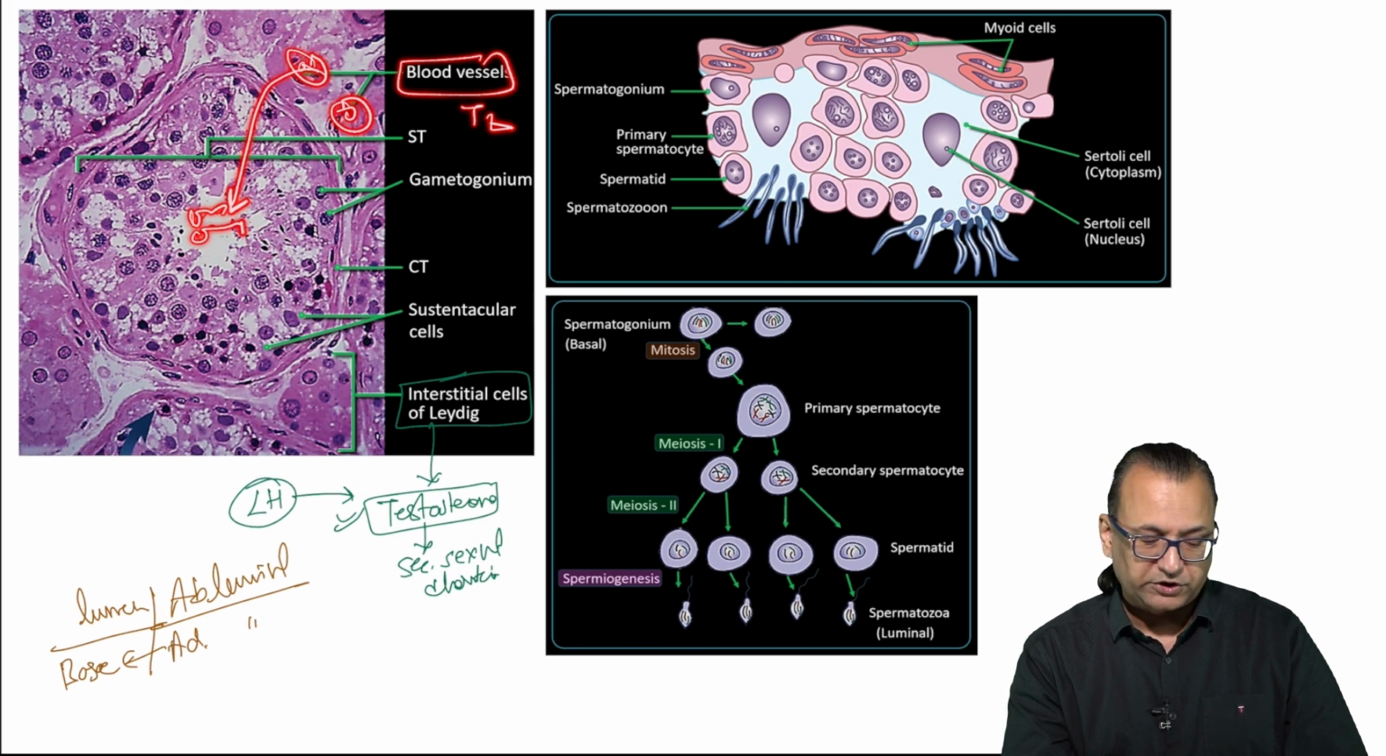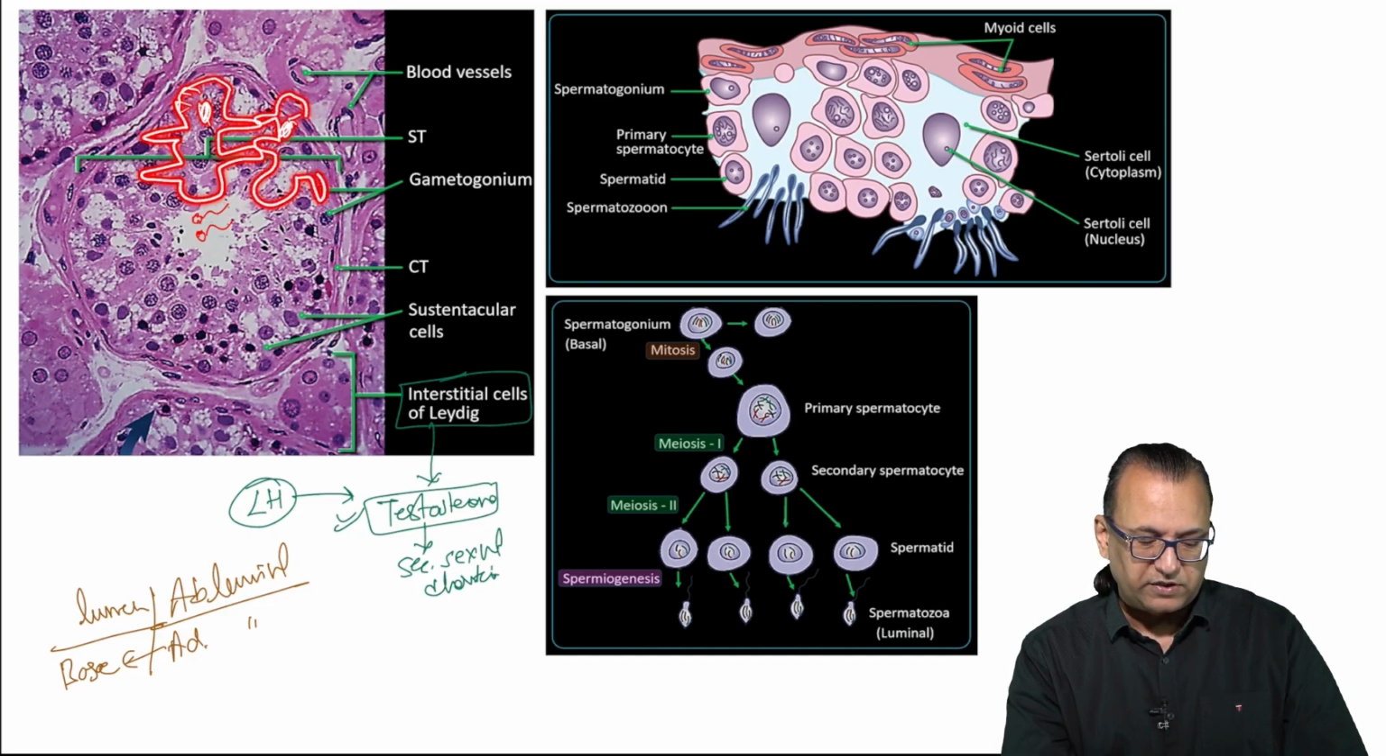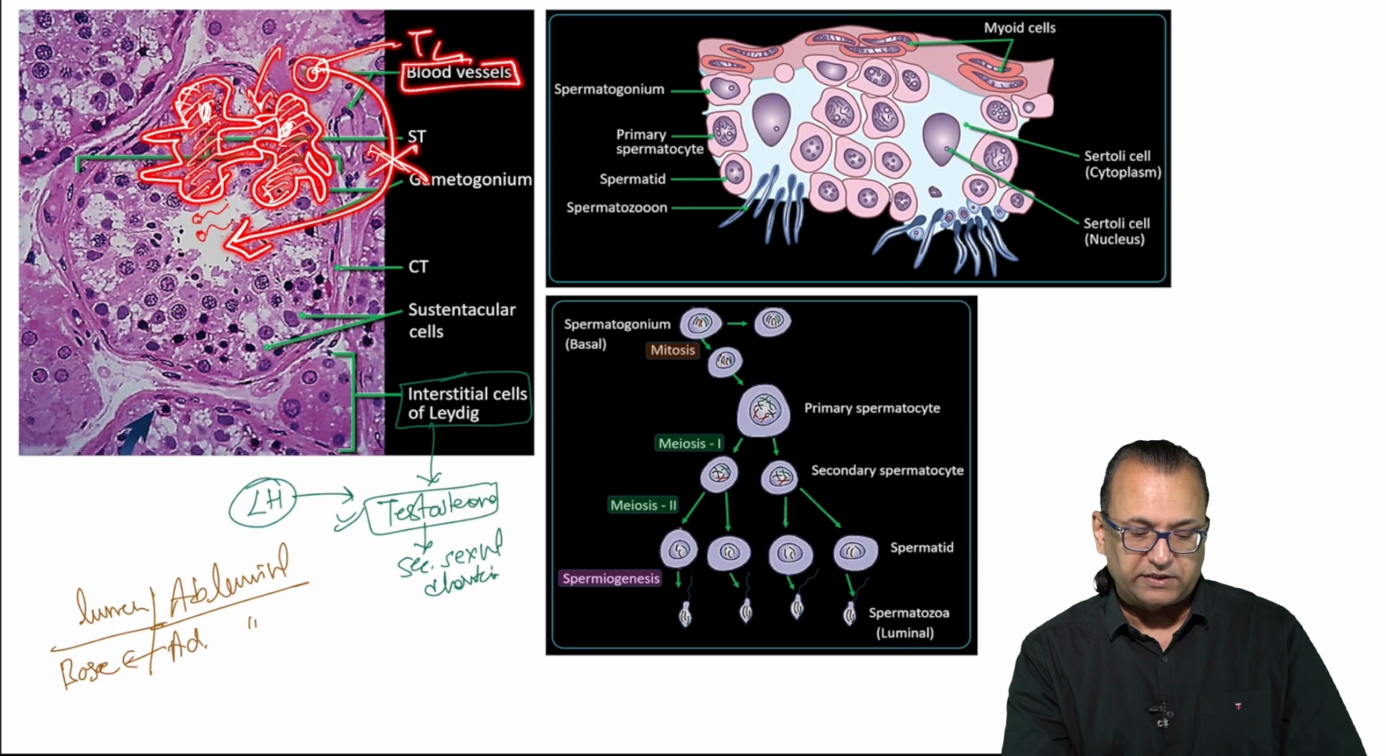That won't happen because these Sertoli cells are making these tight junctions like this. This is one Sertoli cell, and that is another Sertoli cell. So these tight junctions don't allow the T lymphocytes or blood components from outside to move inside toward the sperm. That is not allowed. That is called the blood testis barrier.